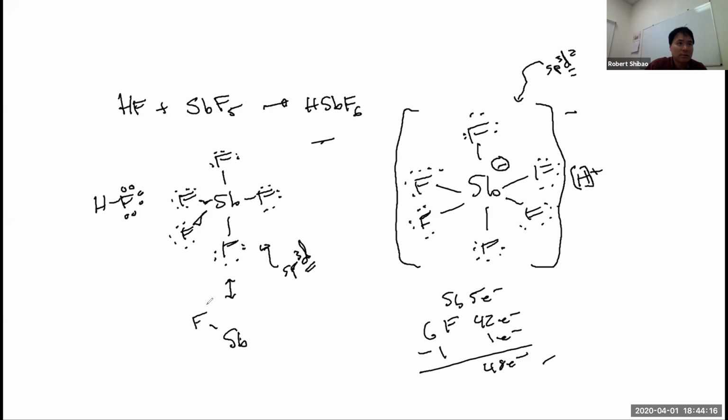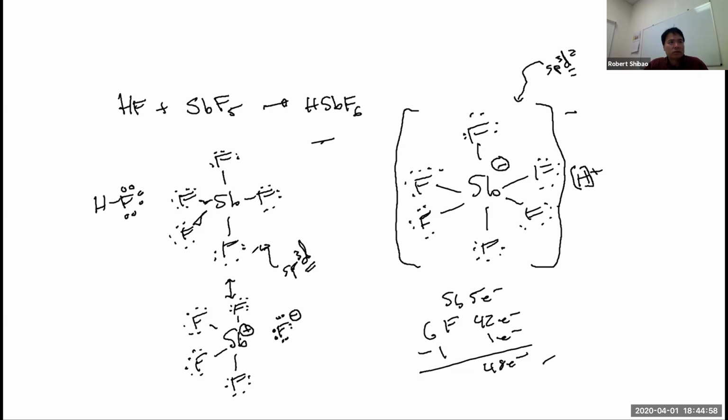So what happens is antimony maintains an octet here, like that. Antimony maintains an octet, and then that final fluorine is ionically bound. Antimony should have 5 electrons. In this case, it only comes up with 4 electrons, so it's 1 electron short. Its formal charge is going to be positive. Formal charge on this is going to be negative.